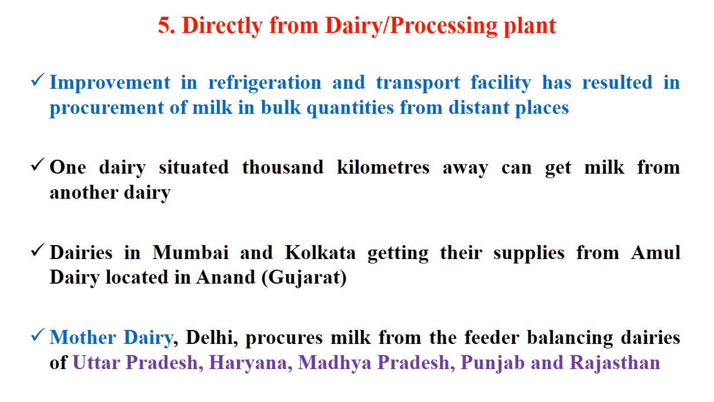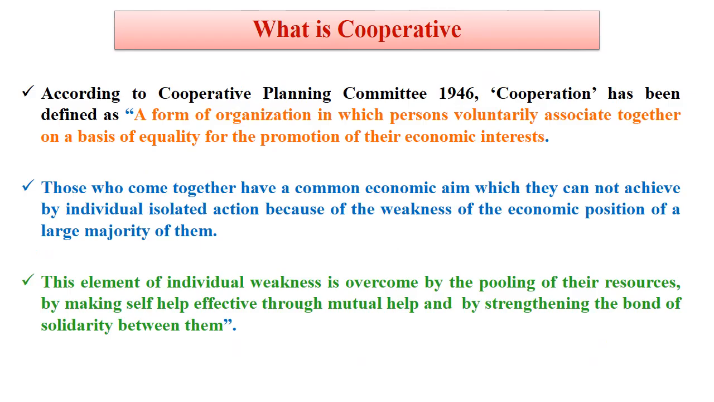Dairies in Mumbai and Kolkata get supplies from Amul dairy located in Anand, that is Gujarat. Similarly, Mother Dairy in Delhi can procure milk from feeder dairies in Uttar Pradesh, Haryana, Madhya Pradesh, Punjab and Rajasthan. So this is the modern way of milk procurement directly from the dairy plant. Now we will focus more on the cooperative and the role of dairy cooperatives in dairy development in India.